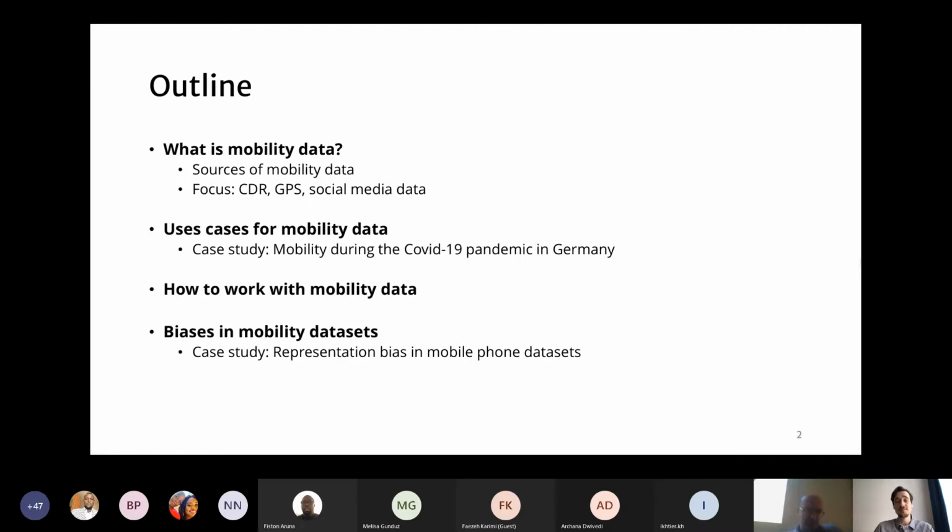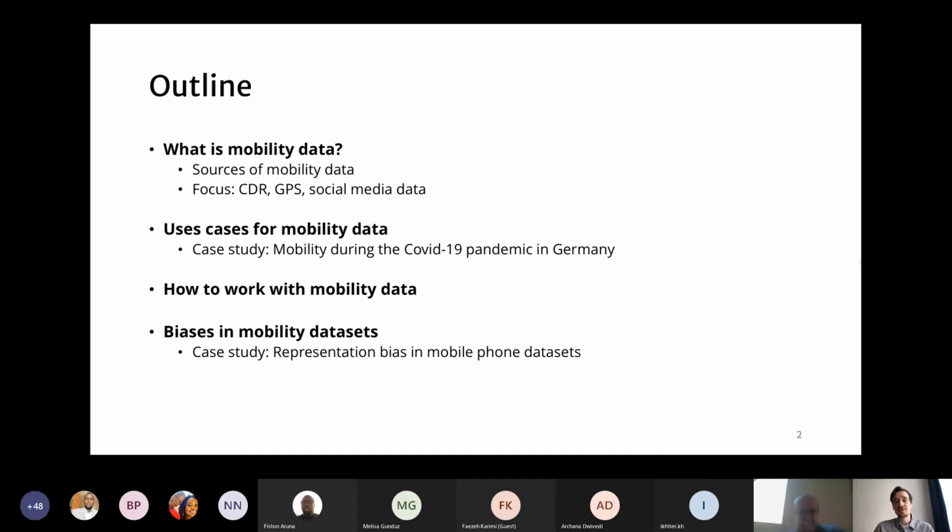So just to briefly outline what I'm going to talk about today, I want to answer what is mobility data? What are the common sources of mobility data that we can use nowadays, and focus specifically on some types of data that are most commonly used by researchers in different contexts. I want to highlight some of these contexts and show typical use cases for mobility data, and especially talk about the work of my team, where we studied mobility during the COVID-19 pandemic in Germany. Then I also want to give some practical tips on how you can work with mobility data, where you can get it from, and some caveats.